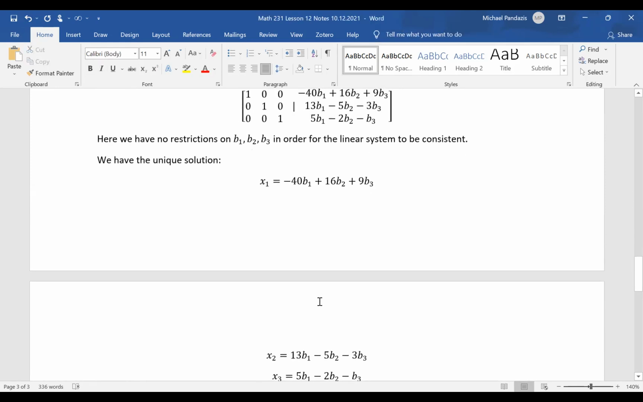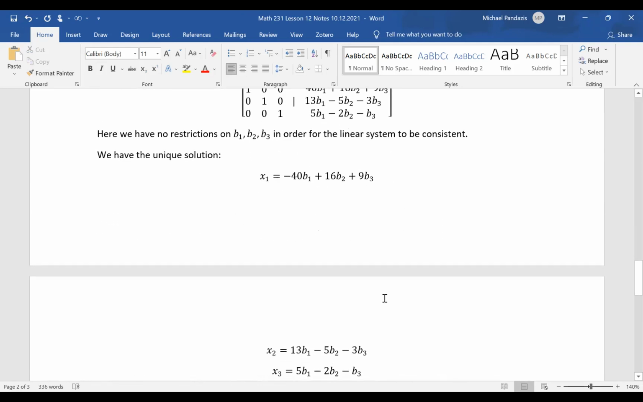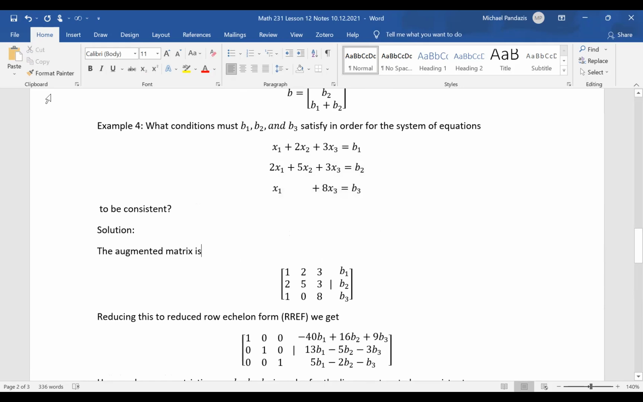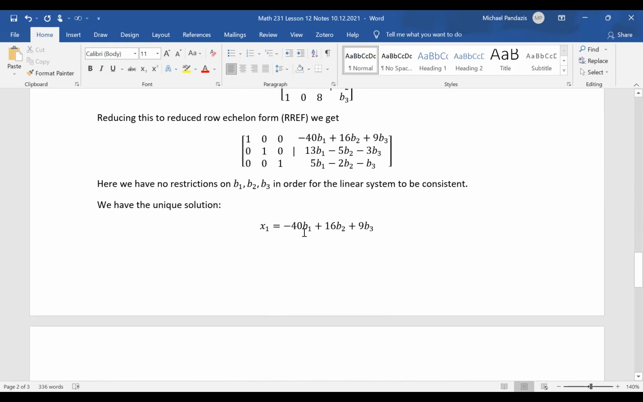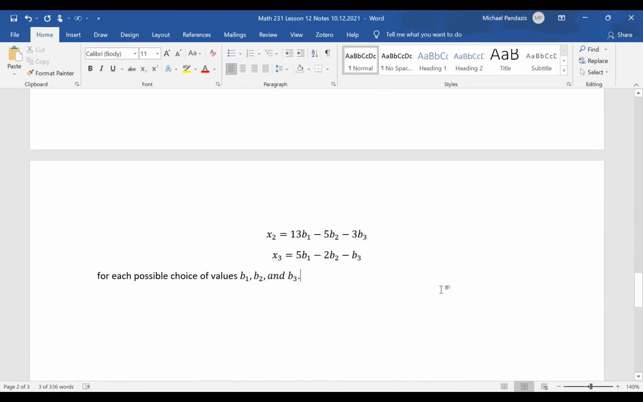But those values for x1, x2, x3 would solve all three of these systems. It would work. You'd have to keep those values the way you chose them. So that would have to be 1. That would have to be 1, and that would have to be 1. But plugging in those corresponding values of x1, x2, and x3 would then solve all three equations in your system. Okay, so you always have this unique solution for any possible choice of values of B1, B2, and B3.